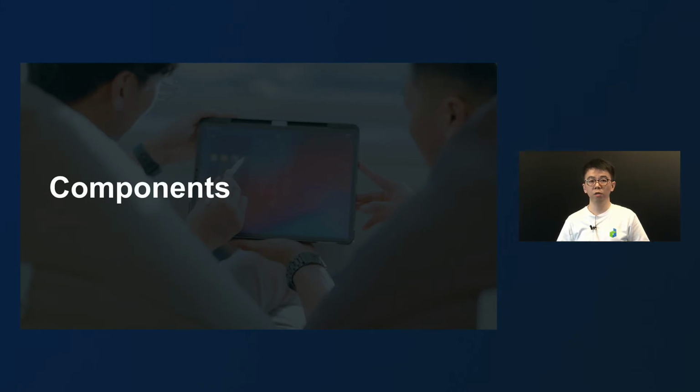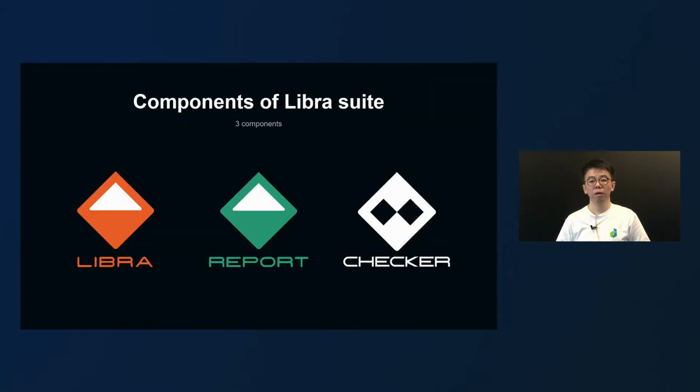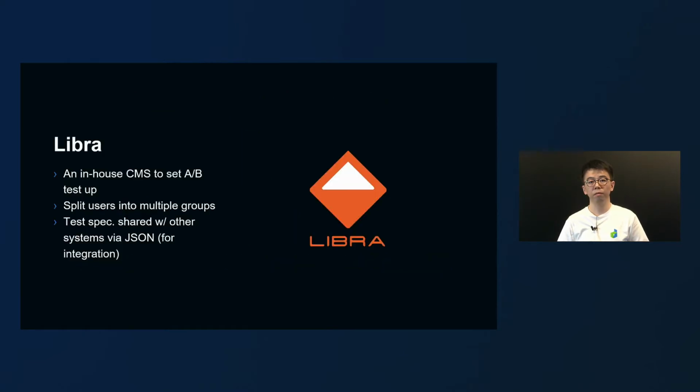Now, in the next session, I want to talk about the components of the Libra Suite that I just touched on earlier. At the moment, the Libra Suite consists of 3 components. In the order of release: Libra Mainframe, Libra Report, and Libra Checker.